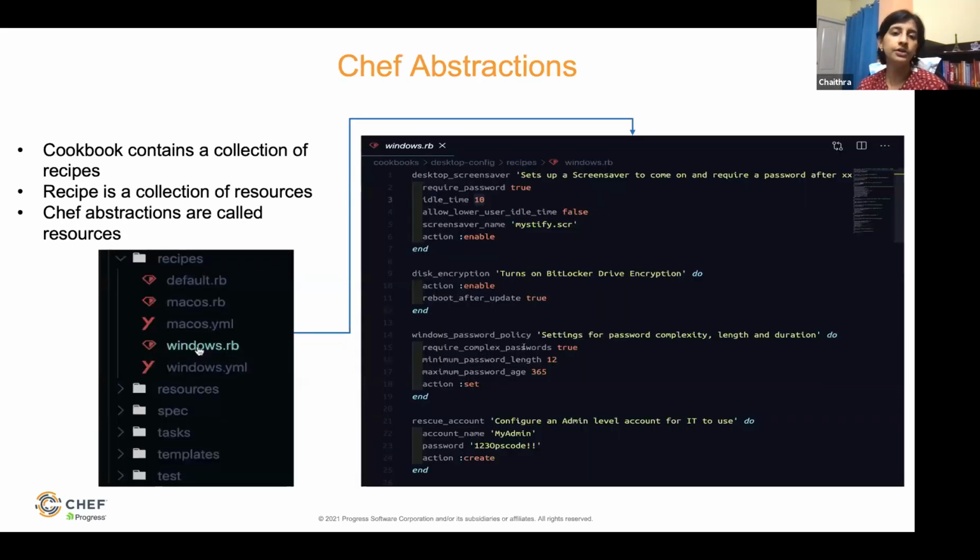Chef has an artifact called Cookbook, and Cookbook is where we specify all our configurations, and a Cookbook contains a collection of recipes. What you see here on the screen on the right hand side is a Chef recipe. A recipe has Chef abstractions, which are resources. A recipe can have multiple resources, and each resource would configure a particular setting on your endpoints. So here we have a desktop screensaver resource, and then we have disk encryption, etc.